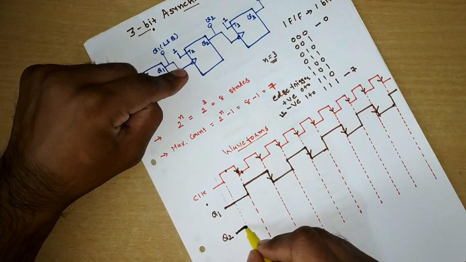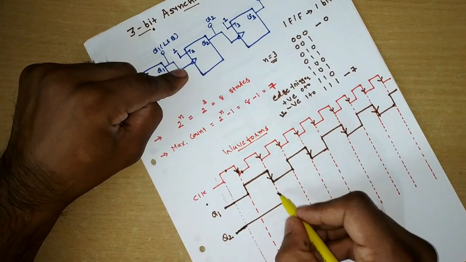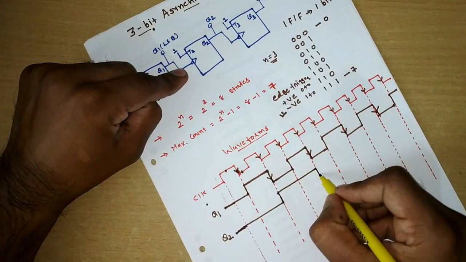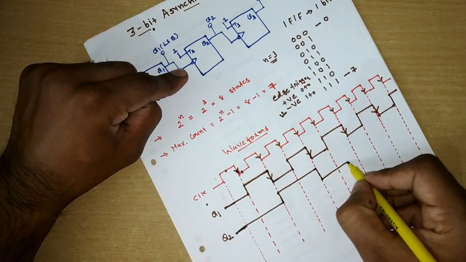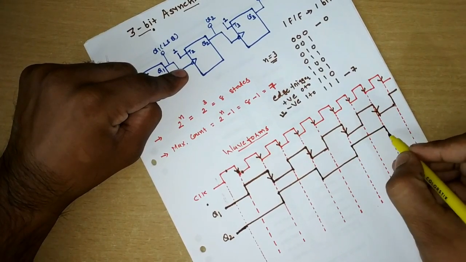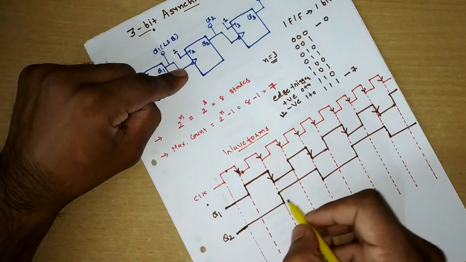0. It will remain 0 till the next negative edge. When the negative edge comes, it becomes 1. It remains 1 till the next negative edge, then becomes 0. Then 1, 0, and so on up to the next negative edge.